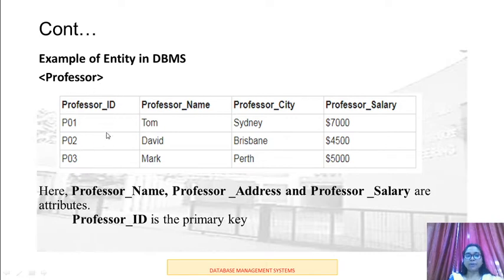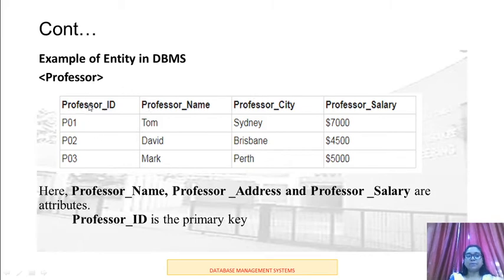and primary key should be unique. It means we will select some attribute that has unique values. Suppose we are considering the professor name. The professor name is not a unique value, because two professors having the same name can be present in one department. Also, n number of professors can belong to the same city, and n number of professors may have the same salary. So professor name, professor city and professor salary are not unique attributes.